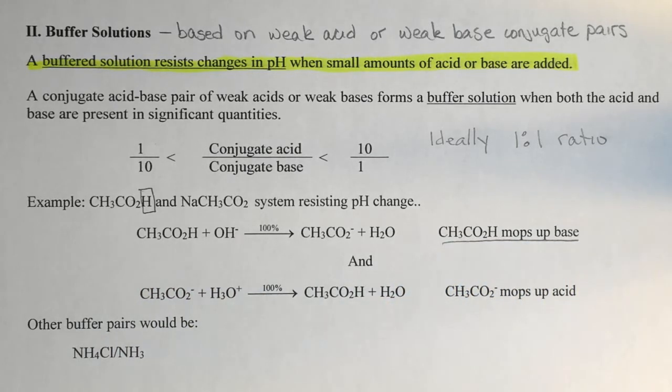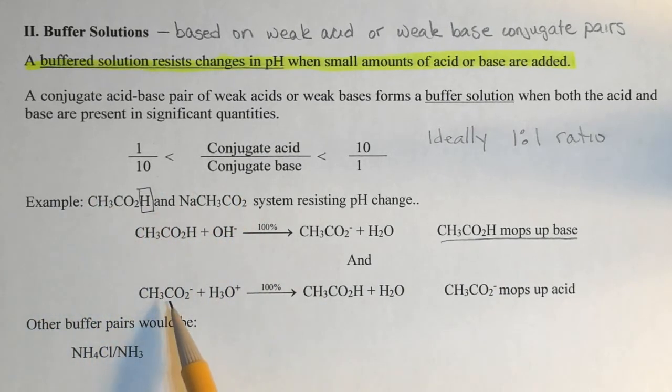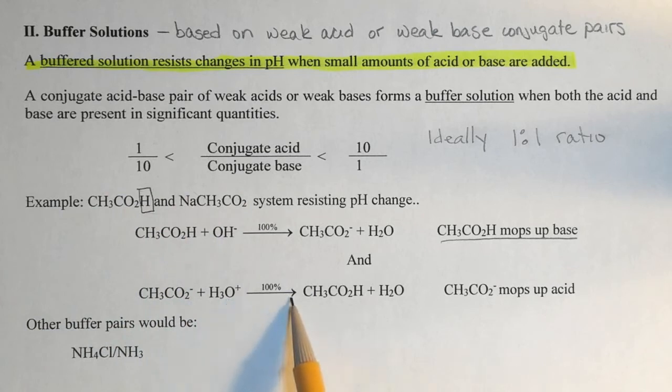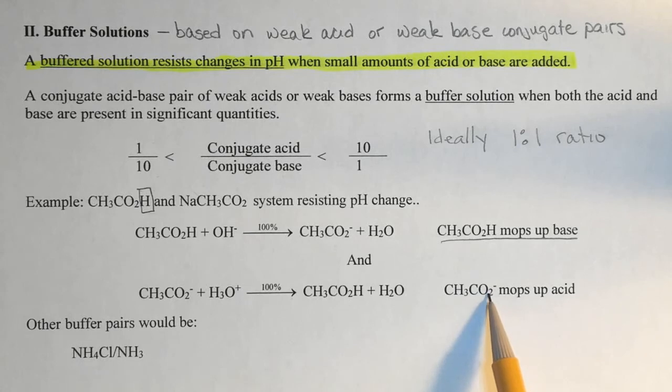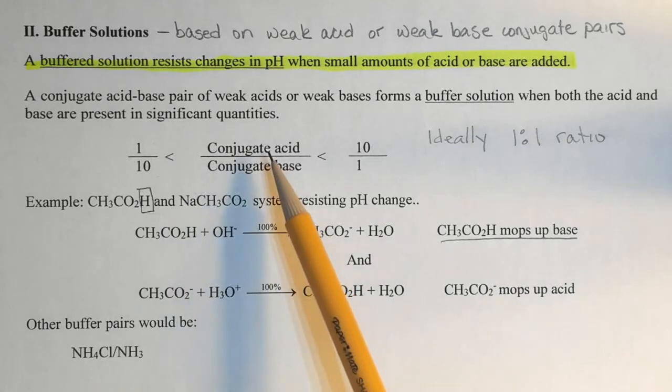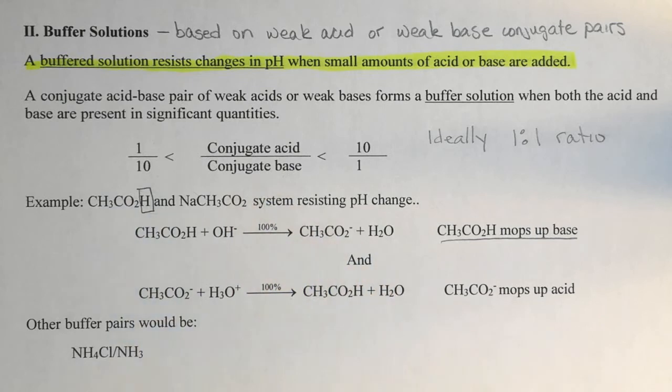Now, if instead we decide that we're going to add acid to this solution, now the acetate component can react with the acid. The reaction will go 100% to completion, and we can see that the acetate ion will mop up the acid. So the pH will not change significantly as long as we have conjugate acid or conjugate base to mop up one or the other species. So we have to have a conjugate acid, conjugate base pair. So let's take a look at two different pairs.